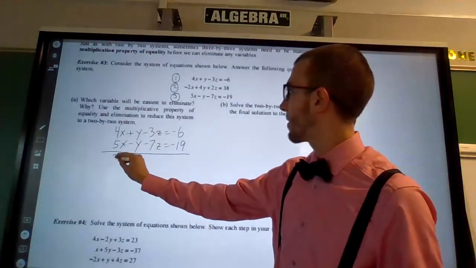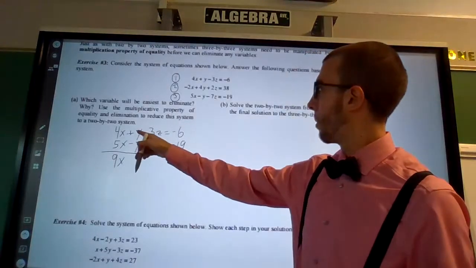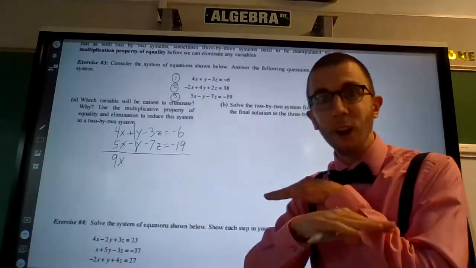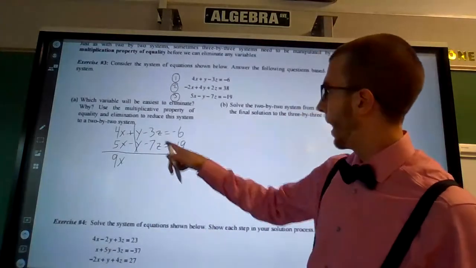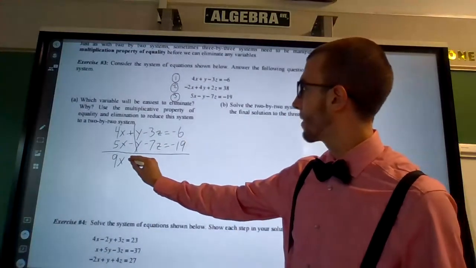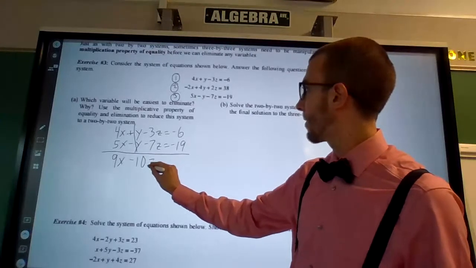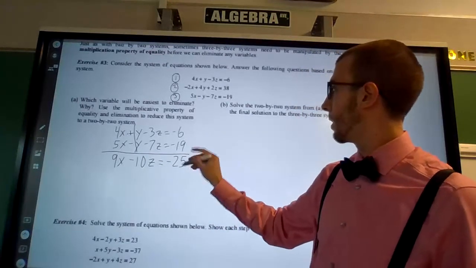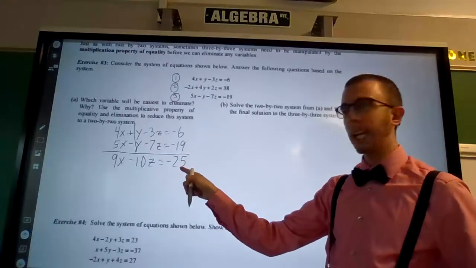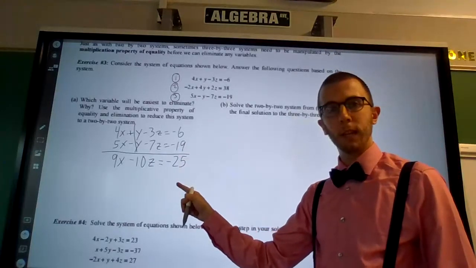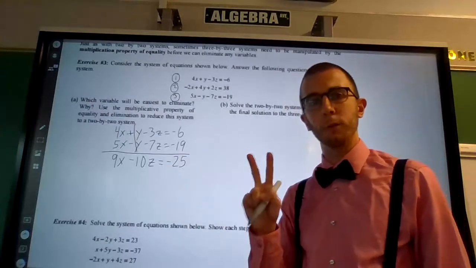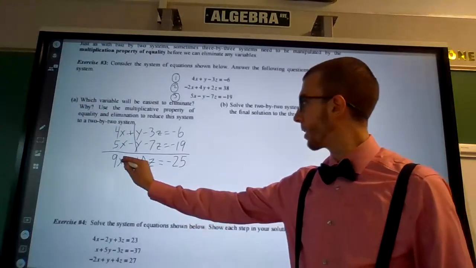4x plus 5x is 9x. Positive y minus y is 0. Those y's are eliminated. And then negative 3z minus 7z is minus 10z. That is equal to negative 6 plus negative 19, which is negative 25. All right, so just like this, I now have one equation with two variables, x and z.